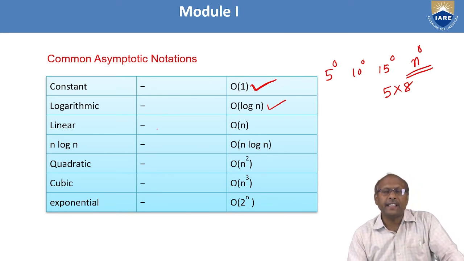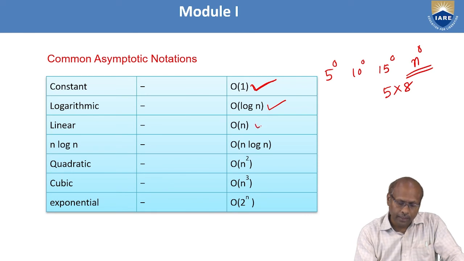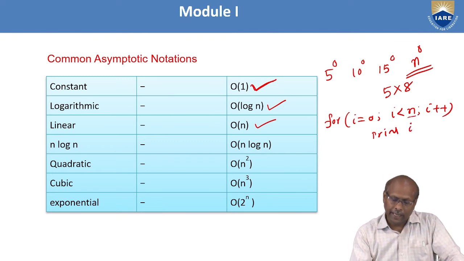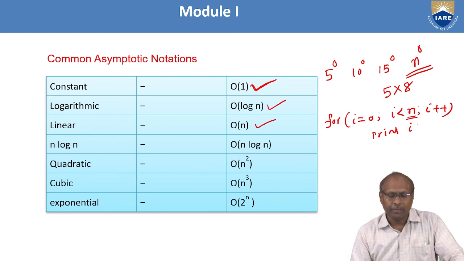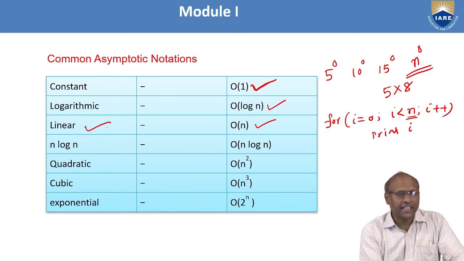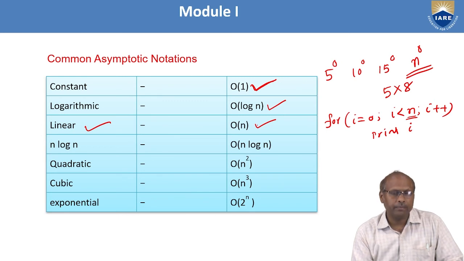Similarly, if the program takes linear time, then that means order of n. For example, I may say for i equal 0, i less than n, i plus plus, print i. So how much time does it take? If n is 5, it repeats 5 times. If n is 10, it repeats 10 times. If n is 100, it repeats 100 times. That means it takes linear time. So based upon the value of n, the time factor is changing. So in that case, it comes under the linear category. So the time complexity is order of n.